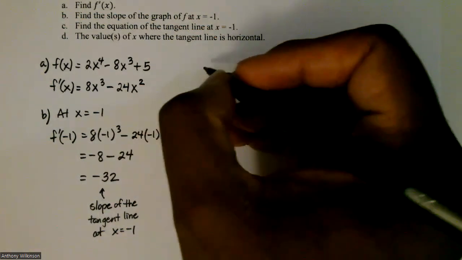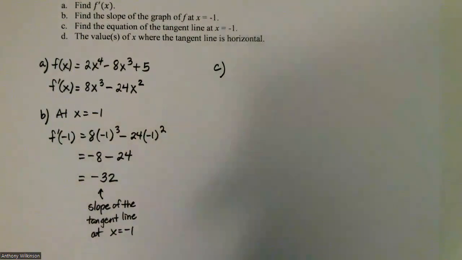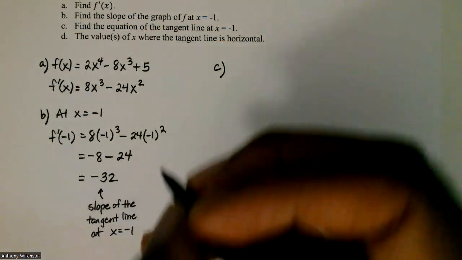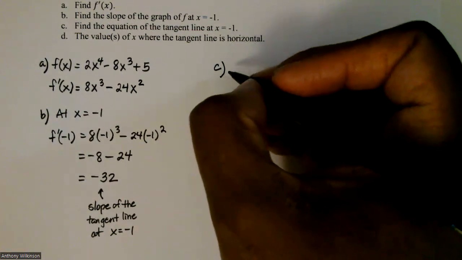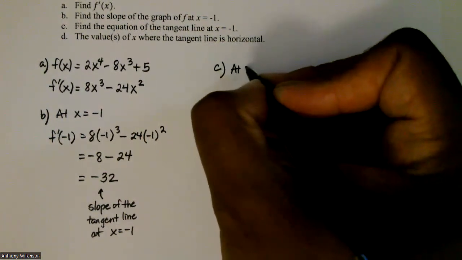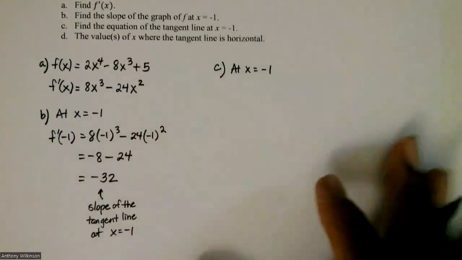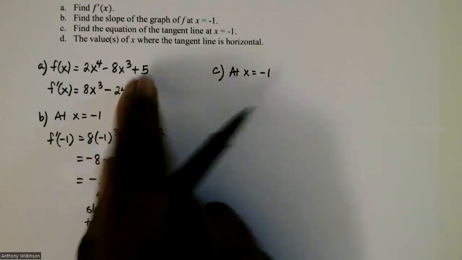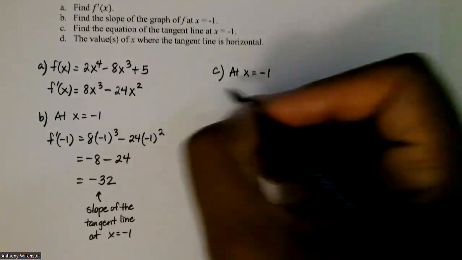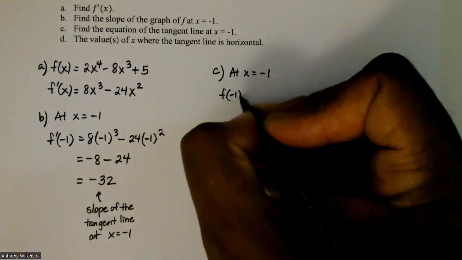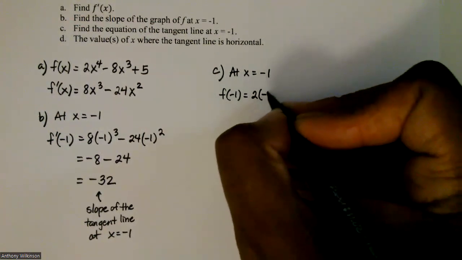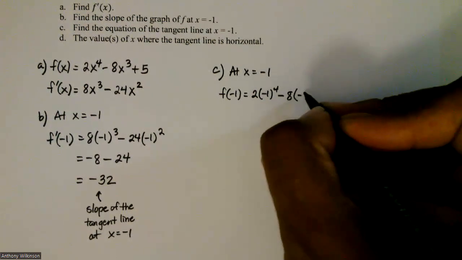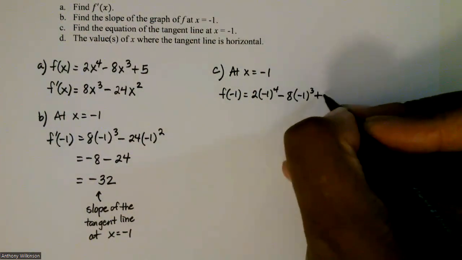Part C, we want the equation of the tangent line. I already know what the slope is, but let's find out what my point is at x equal -1 using the original function. f of x equal to 2x to the fourth minus 8x cubed plus 5. Well, in this case here, at x equal -1, f of -1 will be 2 times -1 to the fourth minus 8 times -1, and that's cubed, plus 5.